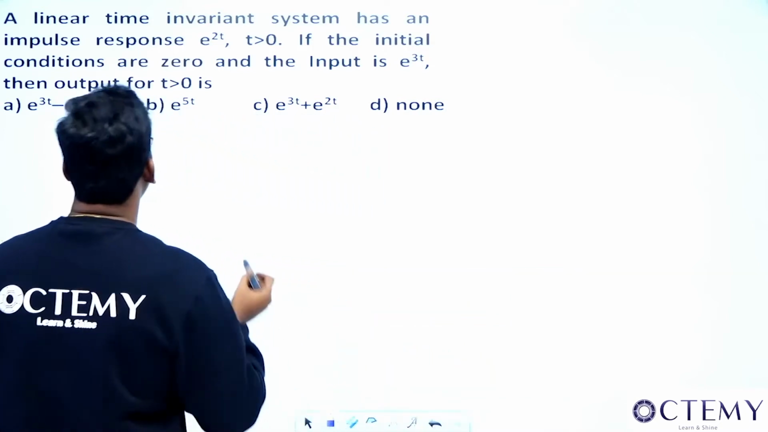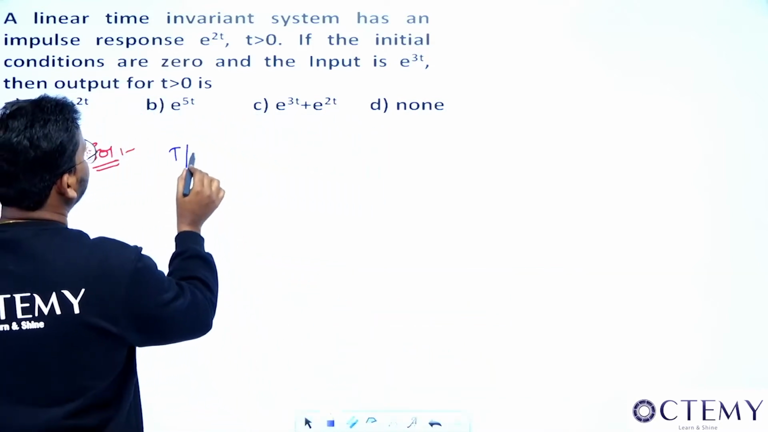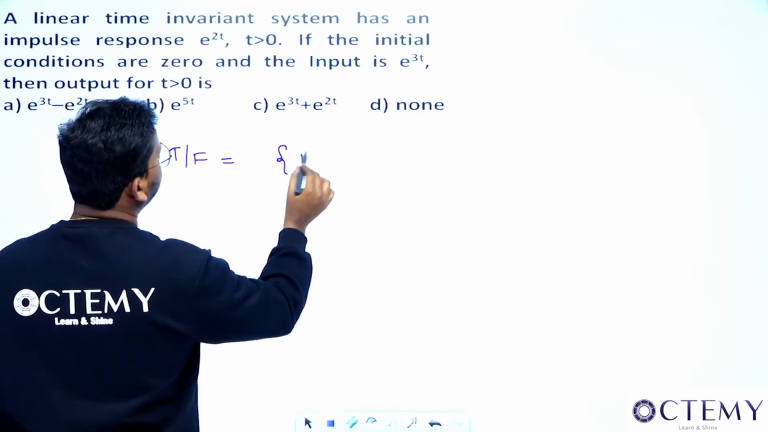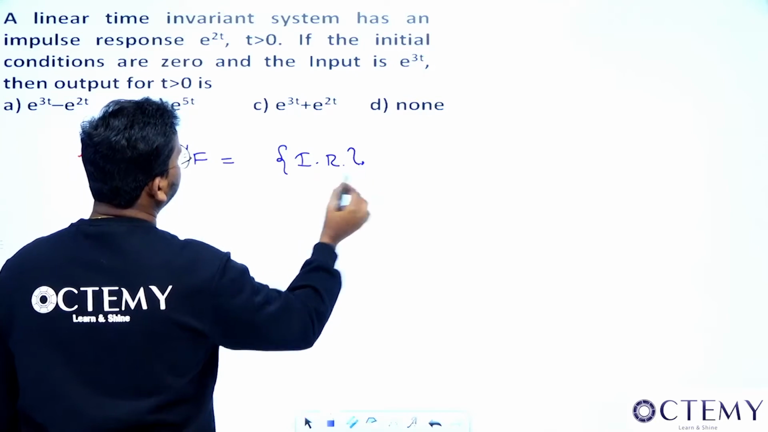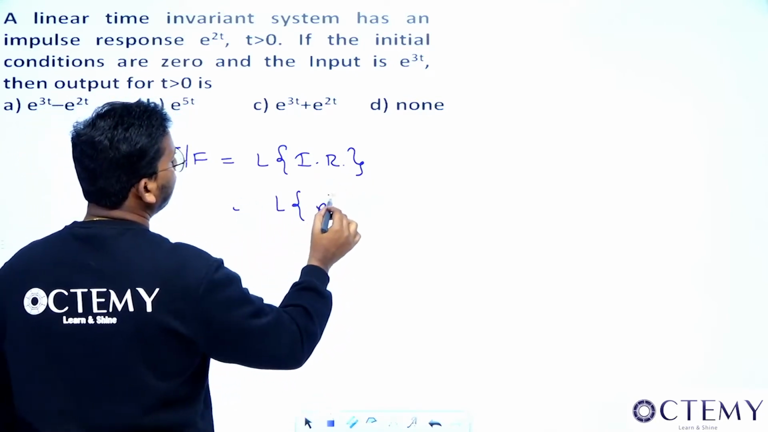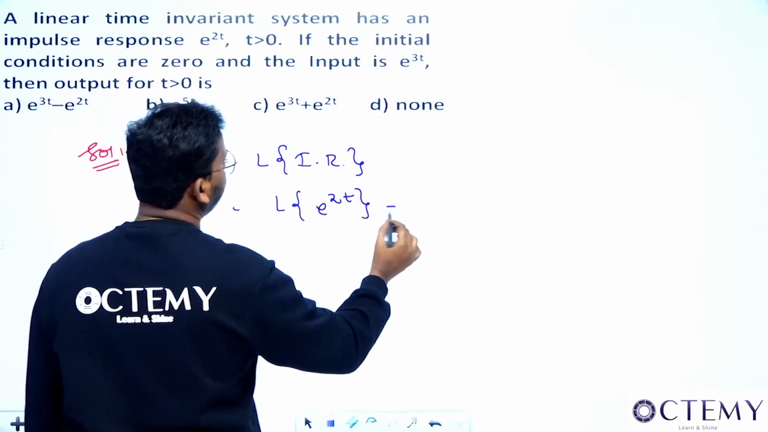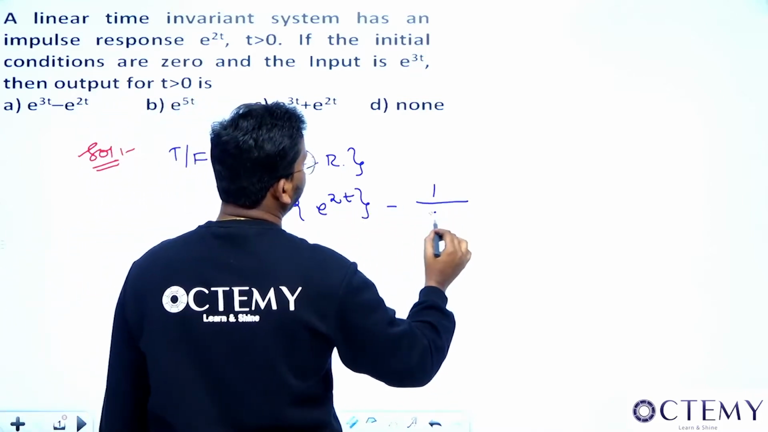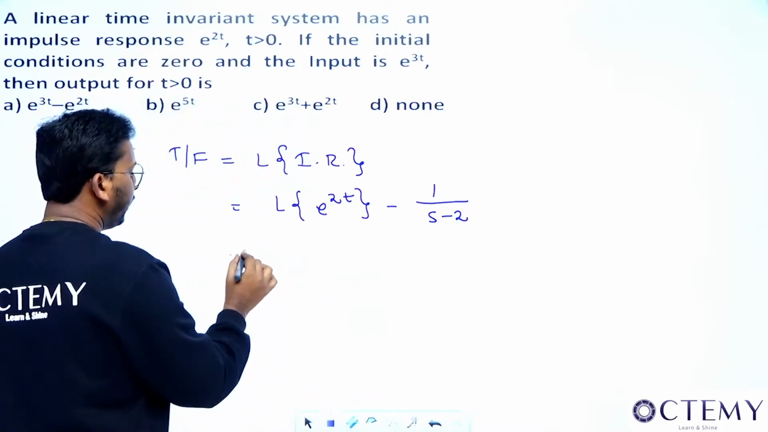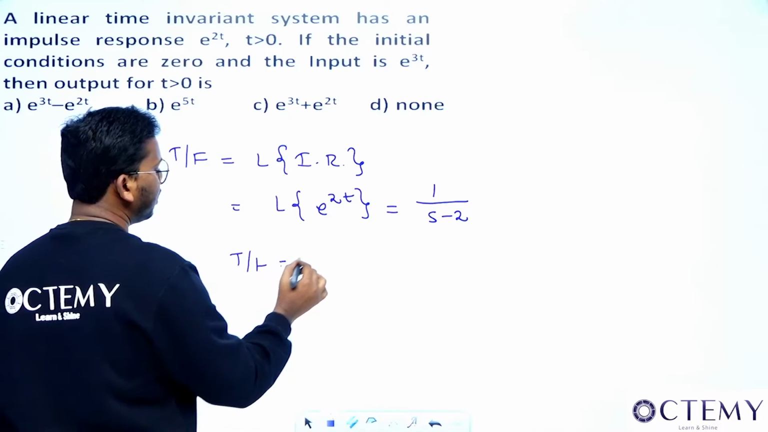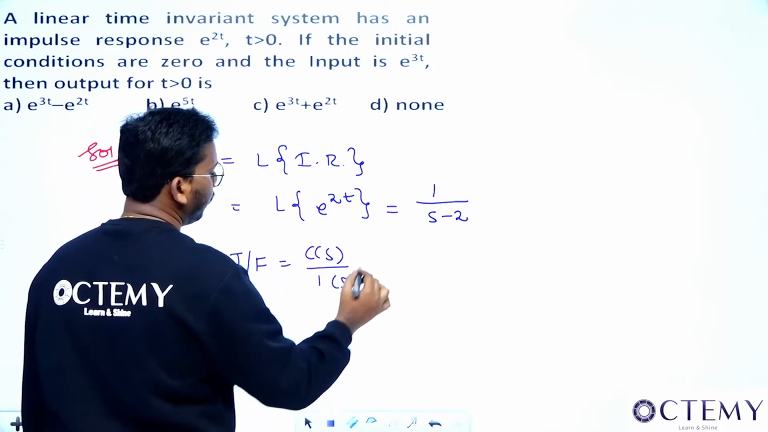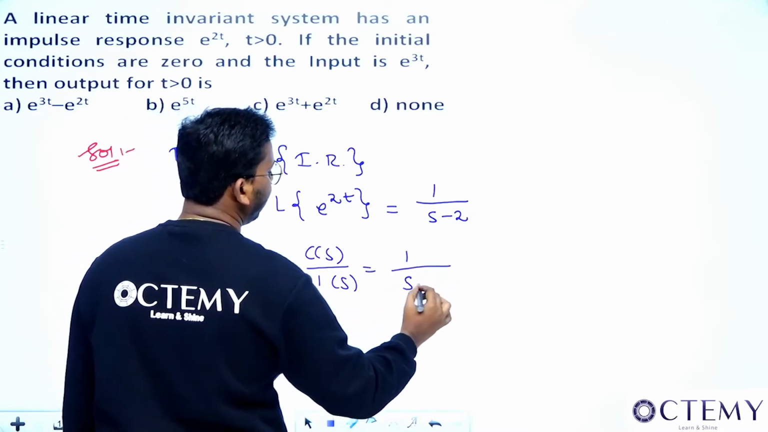The solution will be, we know that transfer function is equal to what, sir? Transfer function is equal to Laplace of impulse response. That is basically Laplace of, what is the impulse response given? E power 2t. So this will become what, sir? 1 by s minus 2. So the transfer function is 1 by s minus 2. And we know the transfer function is equal to C of s divided by R of s, which is given as 1 by s minus 2.